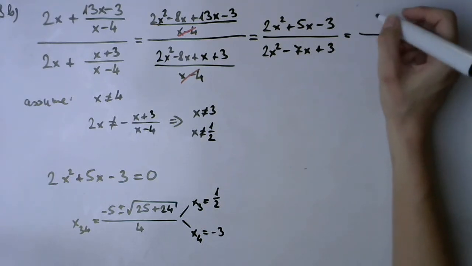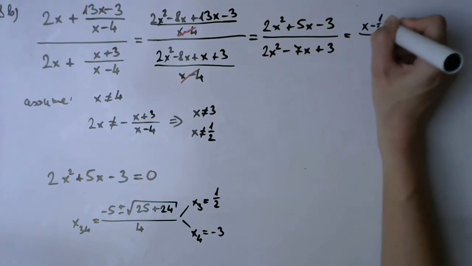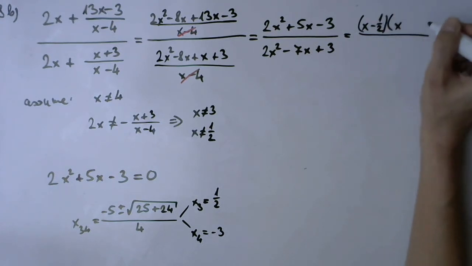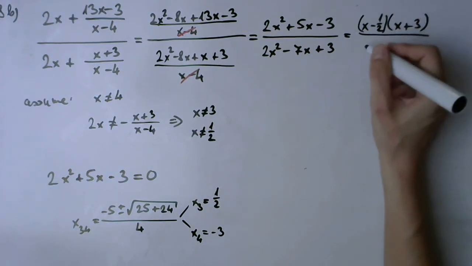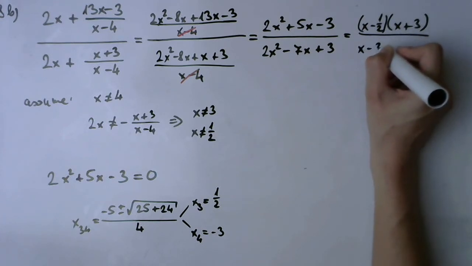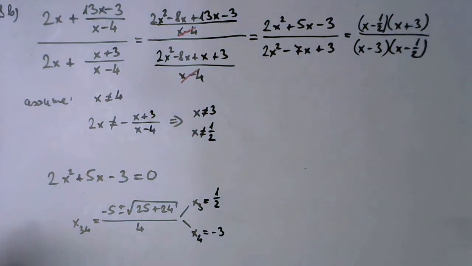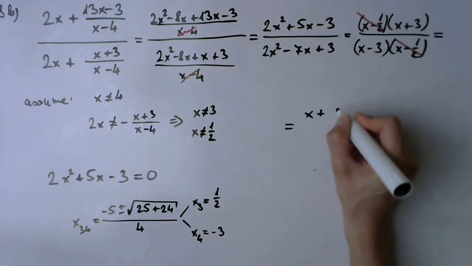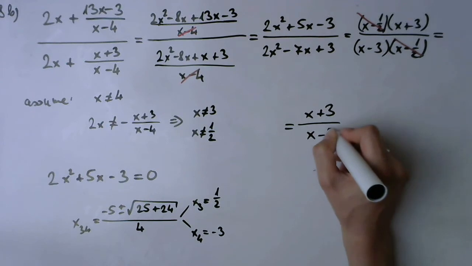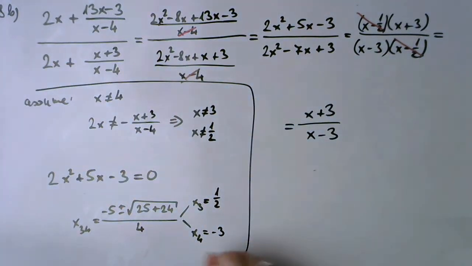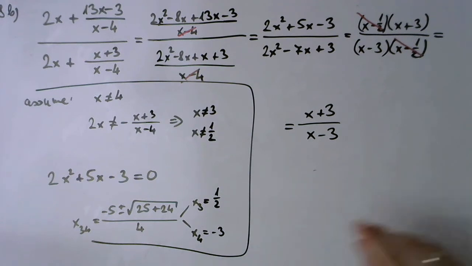So this comes to the numerator x minus 1/2 multiplied with x plus 3, and in the denominator x minus 3 times x minus 1/2. And I can see that I can further simplify by x minus 1/2, and the result is x plus 3 divided by x minus 3, assuming what we have assumed from the beginning. And this was for the second week.